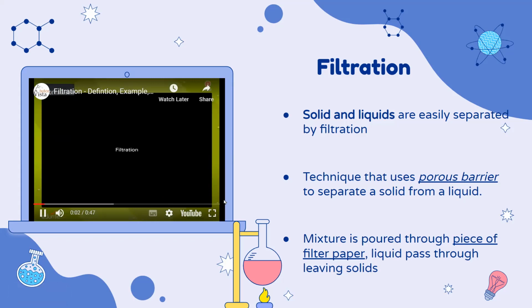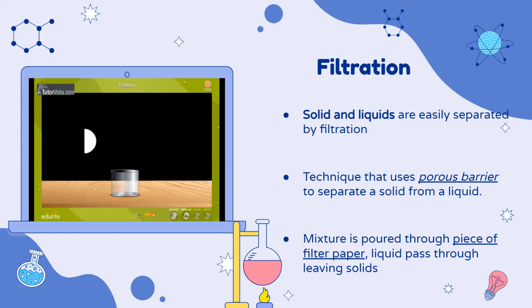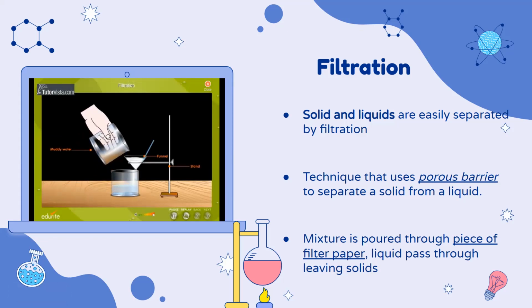Filtration. Take a round filter paper and fold it into half to make a cone as shown here. Fix a funnel on a stand. Wet its sides and keep the filter paper in the funnel.